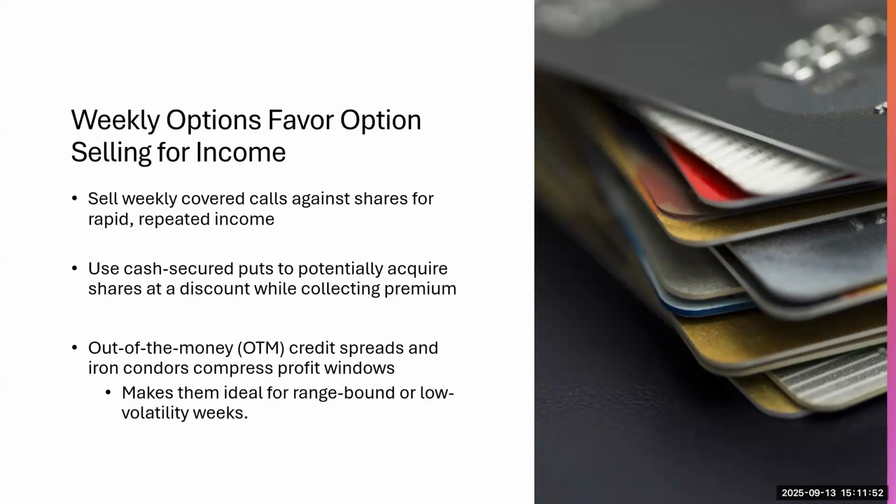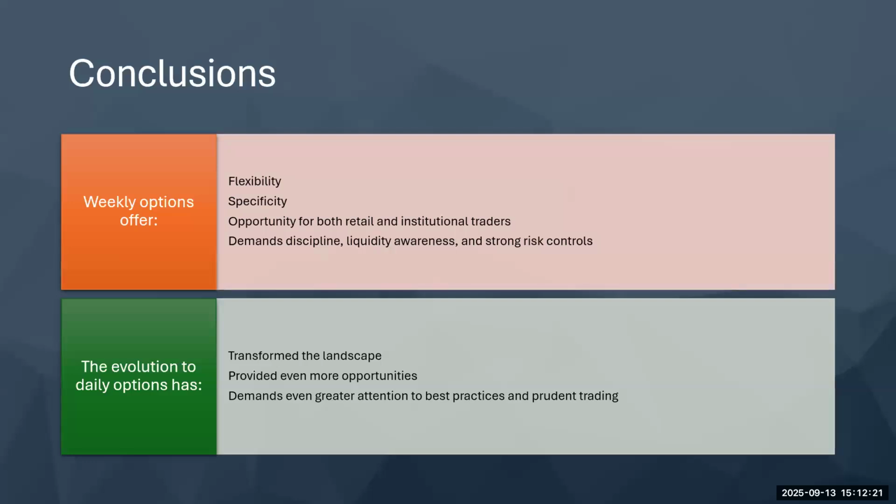Out of the money credit spreads and iron condors, you can do those. It makes them ideal for range bound or low volatility weeks, and you can define your risk and collect premium. I've done that pretty successfully, but it is, again, time consuming, and the management has to be there. You have to have time to adjust and manage things. So weekly options offer flexibility, specificity, and opportunity for both retail and institutional traders.